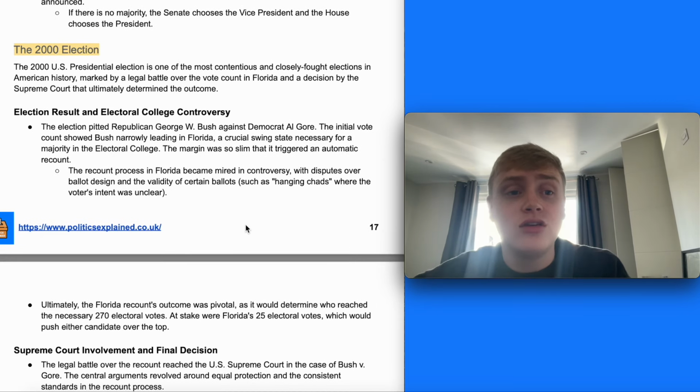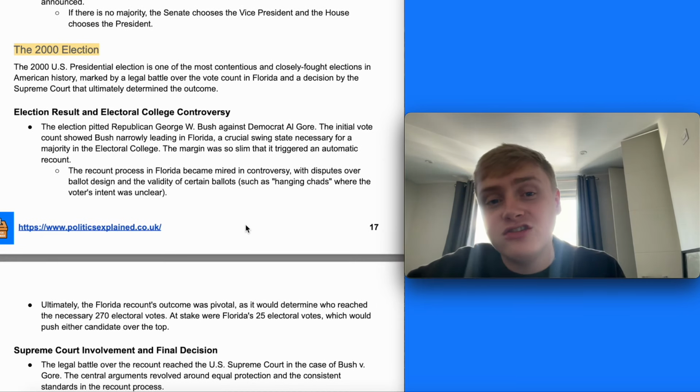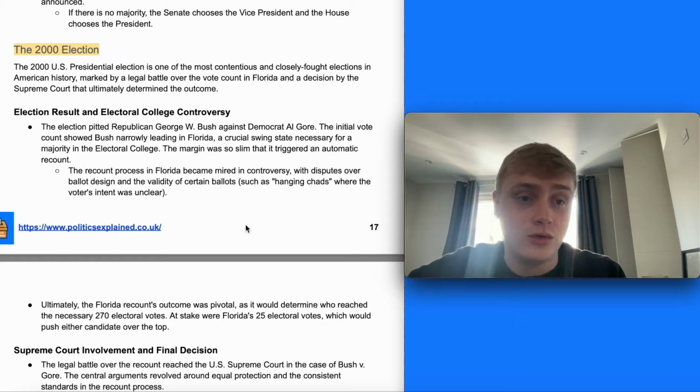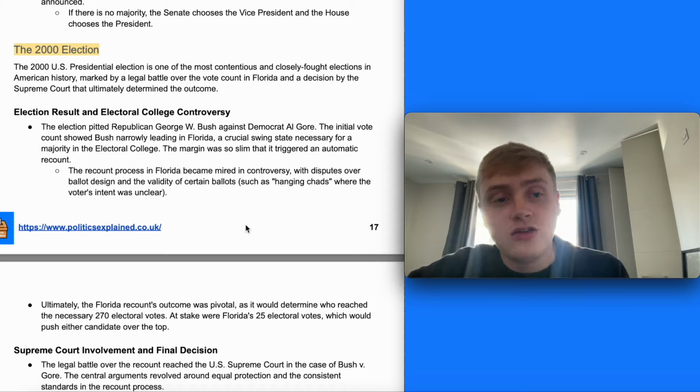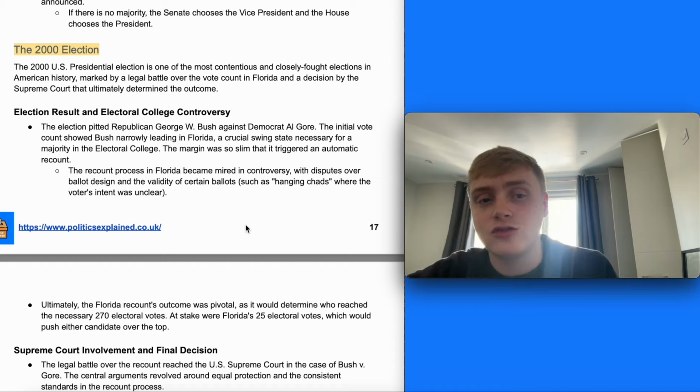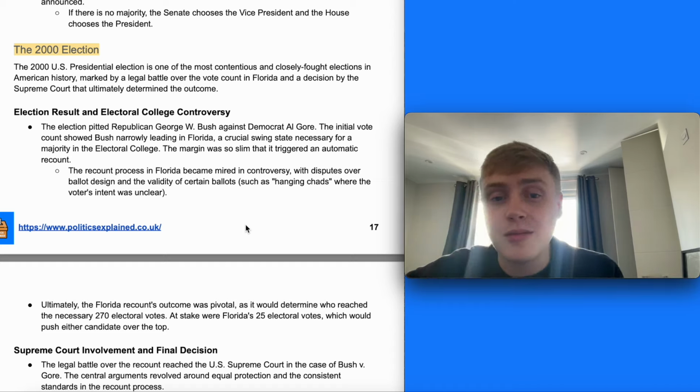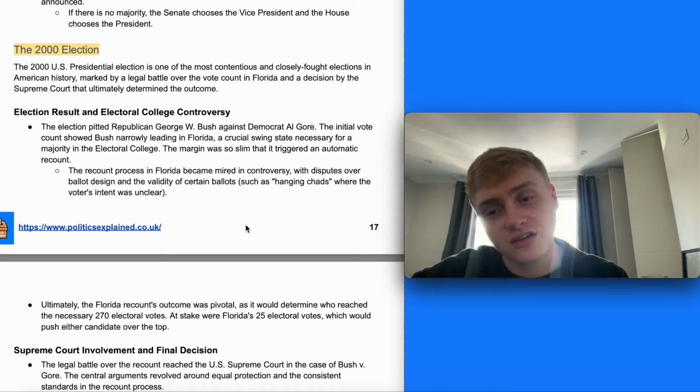So the 2000 US presidential election is one of the most contentious and closely fought elections in American history, marked by a legal battle over the vote count in Florida and a decision by the Supreme Court that ultimately determined the outcome. The election was between George W. Bush and Democrat Al Gore. The initial vote count showed Bush narrowly leading in Florida, a crucial swing state necessary for a majority in the Electoral College. The margin was so slim that it triggered an automatic recount under the state's laws.